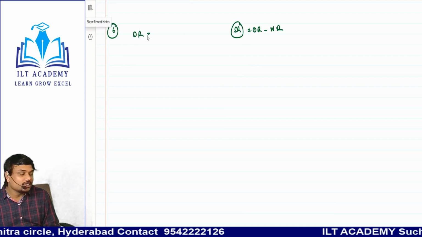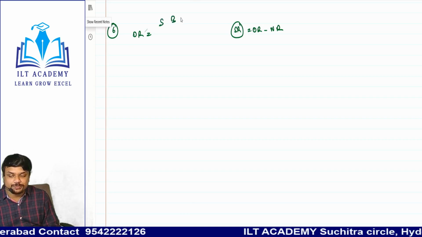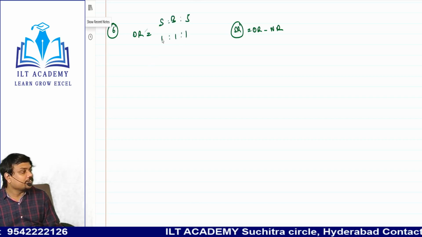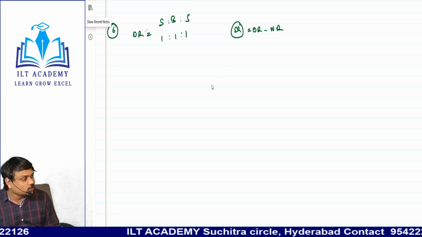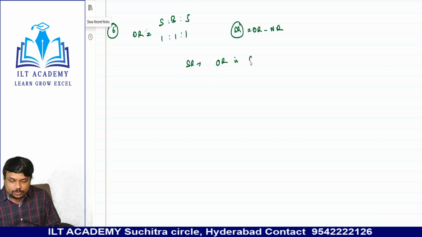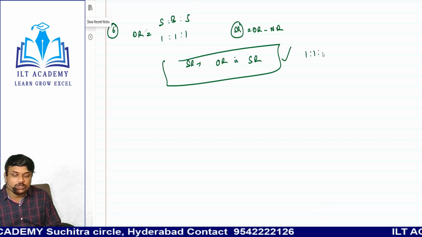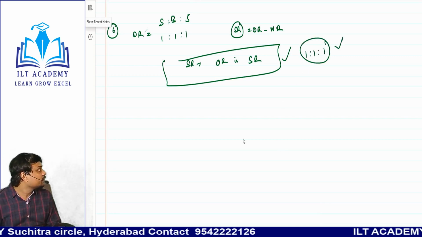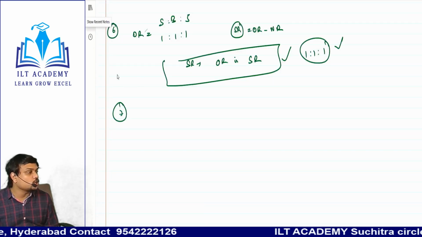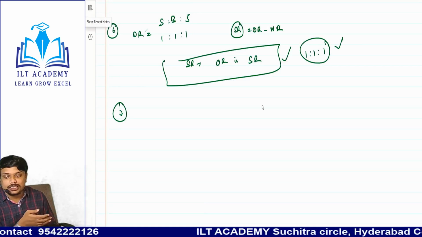Old ratio is given? No. When old ratio is not given, what will you assume as old ratio? Equal. So 3 partners, 1:1:1. If nothing is given, what is the sacrificing ratio? Old ratio is only sacrificing. So 1:1:1. That's it. Clear? Got it? Old ratio is not given, so 1:1:1 is the old ratio. Clear?